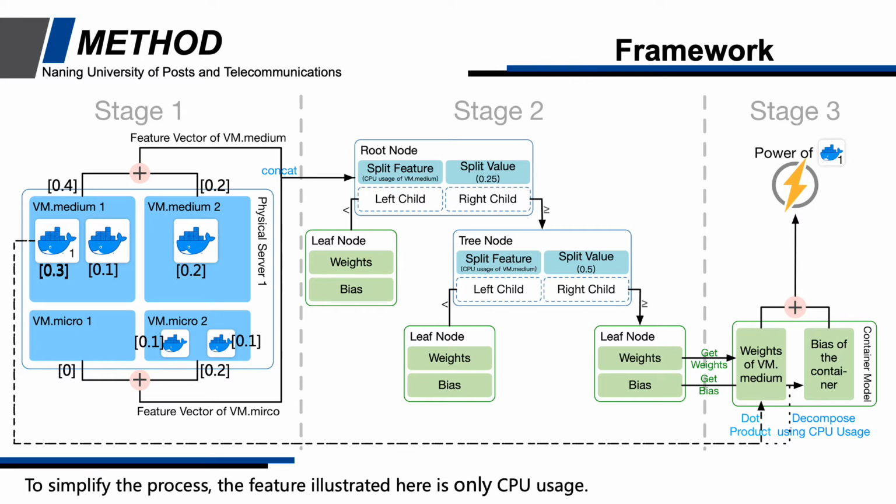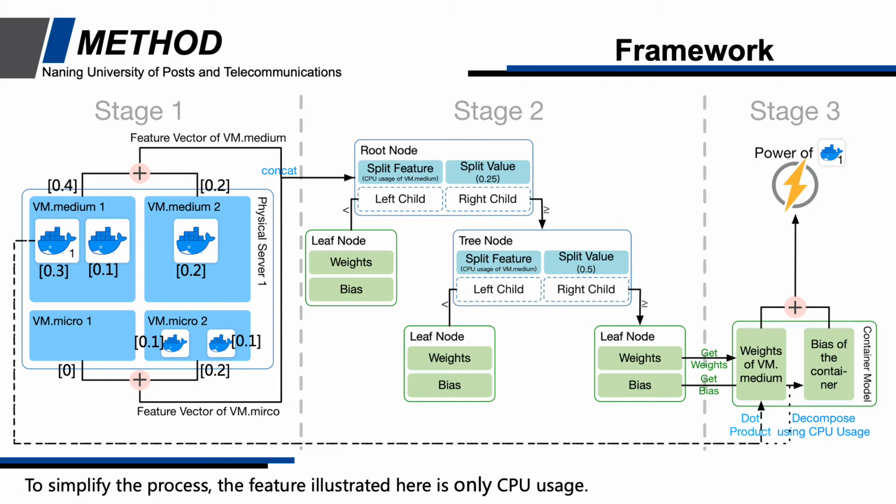The reason we adopt decision tree is that with the appearance of power-saving technologies, such as Intel SpeedStep, the relationship between server power and features becomes nonlinear, which degrades the common linear model's performance. Let's move back to stage 1.